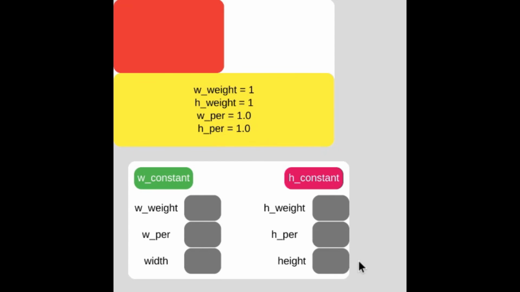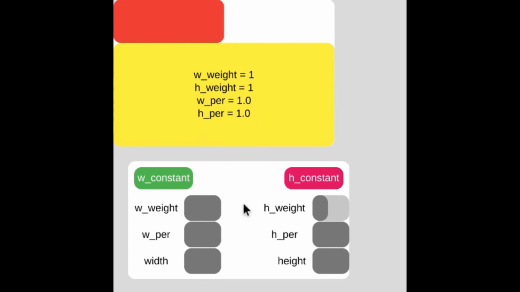Lastly, if W constant is only true and H constant is false, then the height is only affected by the H weight value and the width is affected by the width property only.